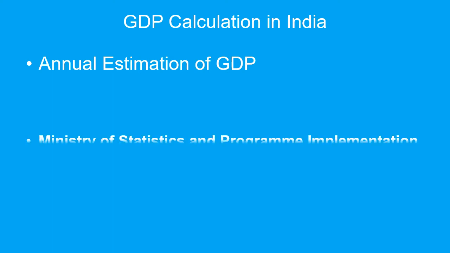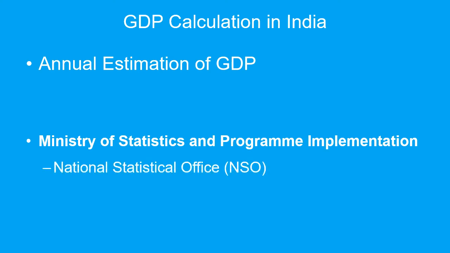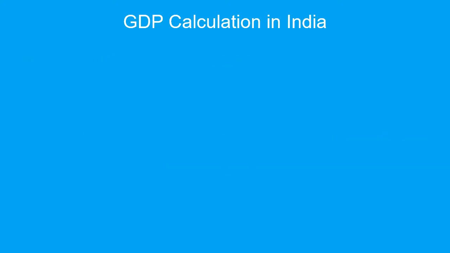The responsibility for calculation of official national GDP in India primarily lies with the Government of India's Central Statistical Office, which comes under the Ministry of Statistics and Programme Implementation, known as the National Statistical Office, or the NSO. Now, we come to the process of calculation of GDP in India.